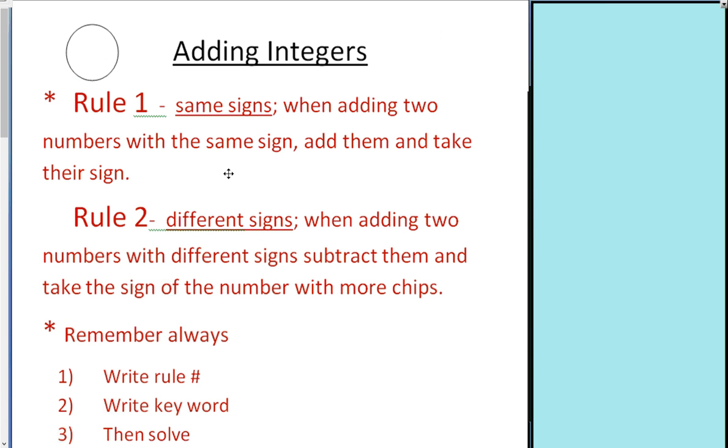So the rule number for each problem is rule 1 or rule 2. The key word is not same sign or different signs. The key word is what do you do? Rule 1, when adding two numbers with the same sign, this is the key. Add them is the key. Yellow plus yellow make more yellow. Red plus red make more red. That's the key word, add. Different signs. When adding two numbers with different signs, the key word is subtract them. That's the key word. The key word is either add or subtract.